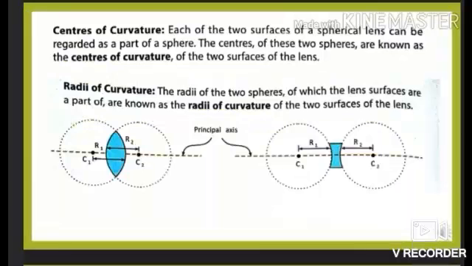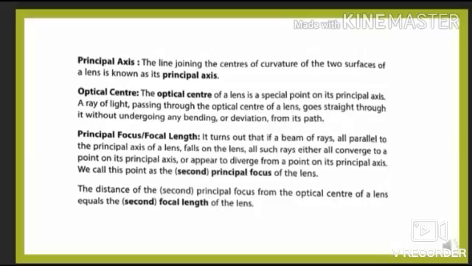Now understand the lens related terms. First, center of curvature: the center of the two spheres of which the two surfaces of the given lens are a part. Term radii of curvature: you can see in the picture the radii of the two spheres of which the lens surfaces are a part. Principal axis: the line joining the centers of curvature of the two surfaces of a lens is called the principal axis. Term optical center: the special point on the principal axis of a lens through which light passes without undergoing any bending or deviation.